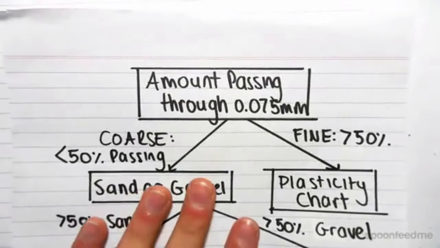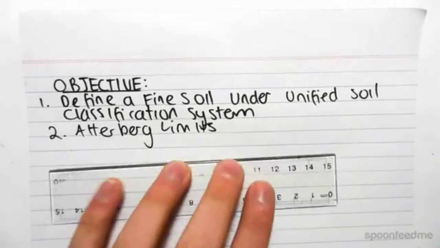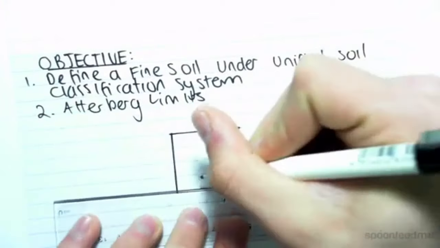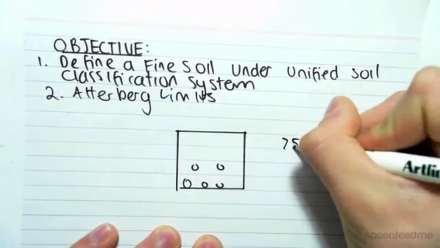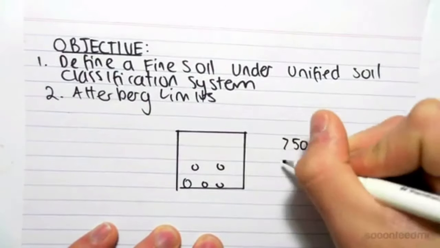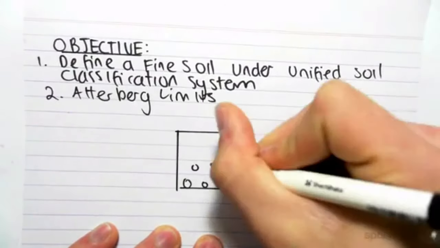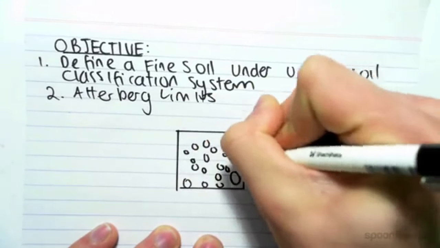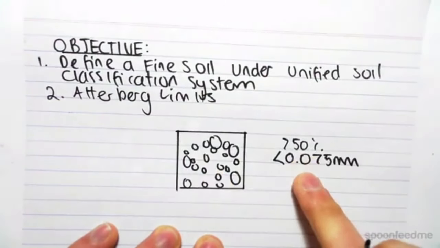So this is the Unified Soil Classification System, and we're going to be defining what a fine soil is. A fine soil is simply when the majority of our soil sample, so say this was our sample, when the majority of it, so more than 50% being the majority, has particle sizes less than 0.075 millimeters in diameter. So we would have a sample where the majority is these small particles. We could have a couple big ones, but the majority, i.e. more than 50%, has particle sizes less than 0.075 millimeters.